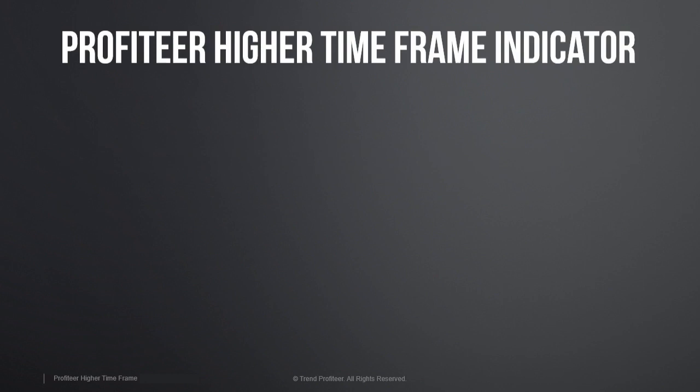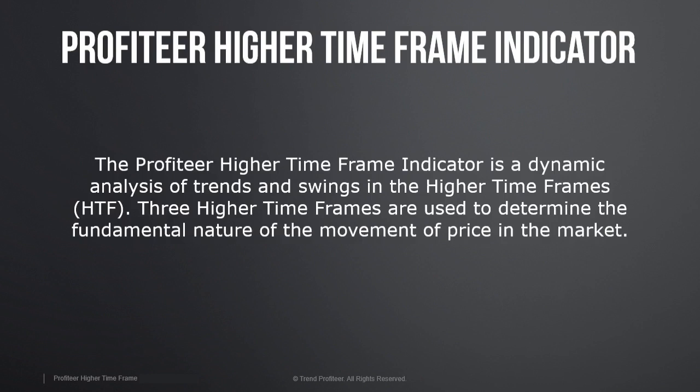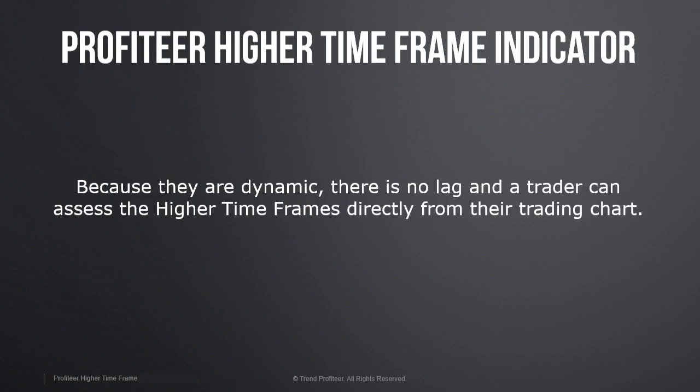In this lesson, we're going to go over the higher time frame indicator and why it's such a fundamental aspect of Profiteer trading. The Profiteer High Time Frame Indicator is a dynamic analysis of trends and swings in the higher time frames, otherwise referred to as HTF or HTFs. Three higher time frames are used to determine the fundamental nature of the movement of price in the market. Because they are dynamic, there is no lag and a trader can assess the higher time frames directly from their trading chart.